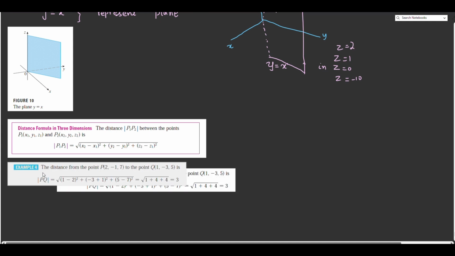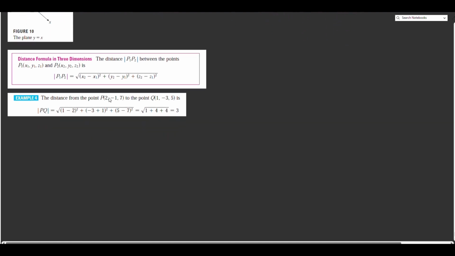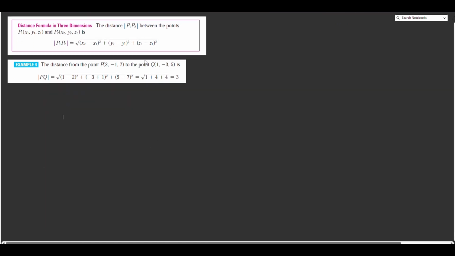This is an example of this. We have the 2 points P(2, minus 1, 7) and Q(1, minus 3, 5), and you can apply this formula to find the distance between these 2 points.